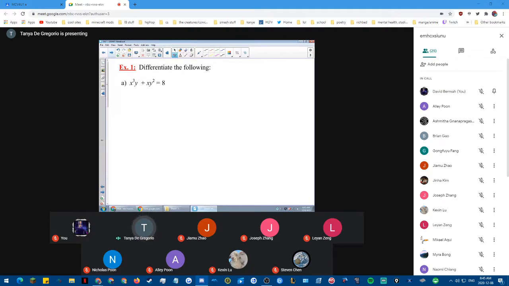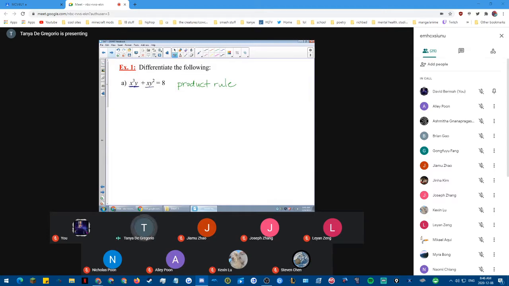So let's try to differentiate some harder ones. What rule do I need to use here? I have x cubed times y plus x times y squared equals 2. Yes, you're going to use the product rule. The reason this is a product rule is because I have x cubed multiplied by y, and then I have x multiplied by y squared.